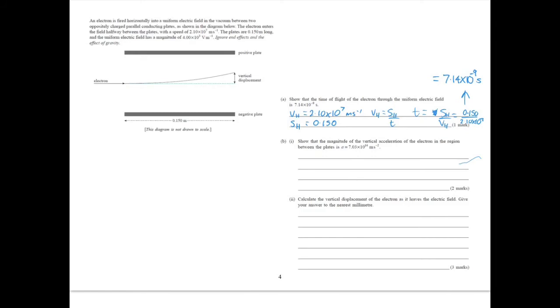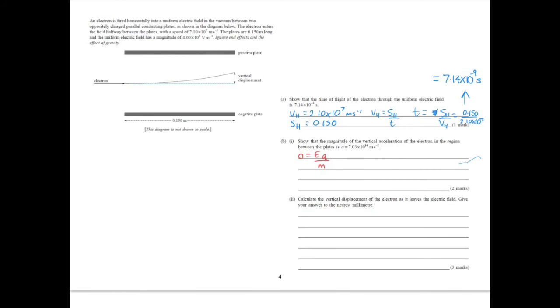Secondly, show that the magnitude of the vertical acceleration of an electron in the region between the plates is that. Once again, we know the formula: acceleration equals EQ on M. We can easily derive that if we don't remember it. I showed you on the previous slide how to derive that. Actually, I've got a feeling it's not on the formula sheet, and I would say it's one that's worth remembering. Even though it's easy to derive, you do use it quite a bit.